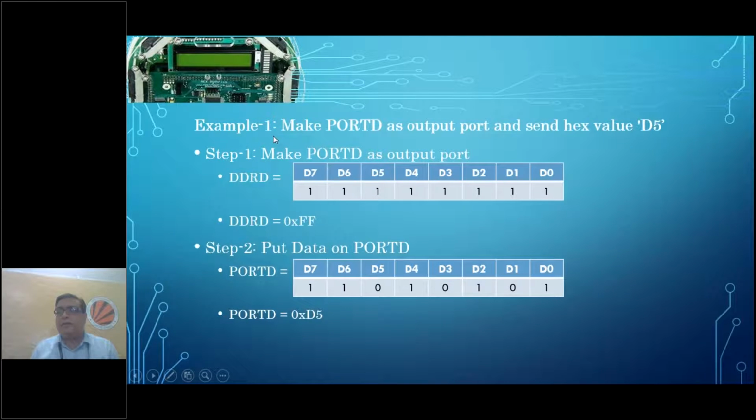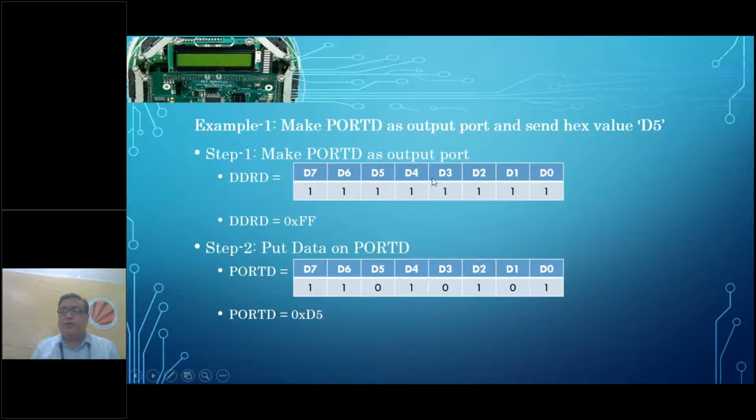There's one example given. Here we can make port D an output port and send the hex value 0xD5. What is the value of D in decimal? It is 13.